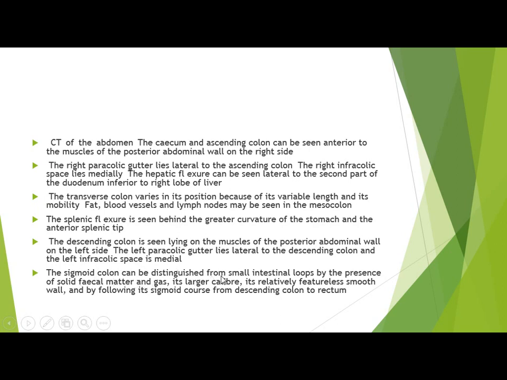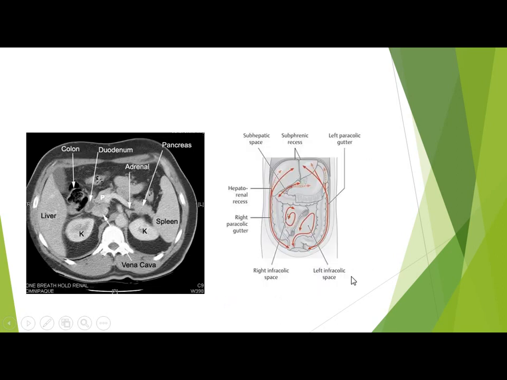The sigmoid colon can be distinguished from the small intestine loops by the presence of solid fecal matter and gas. It's large caliber, it has a relatively featureless, smooth wall, and it is followed by its sigmoid course from the descending colon to the rectum. This is the CT.